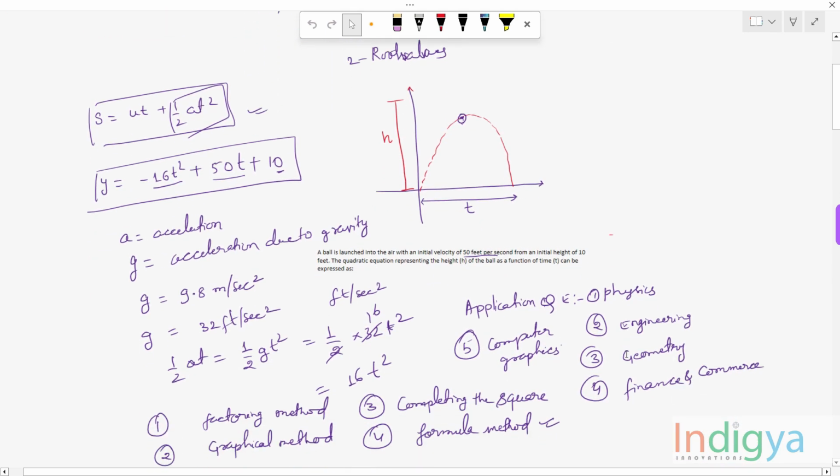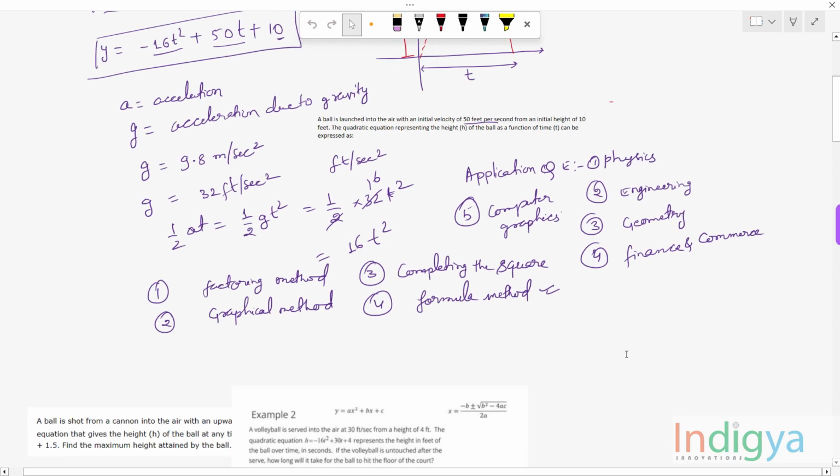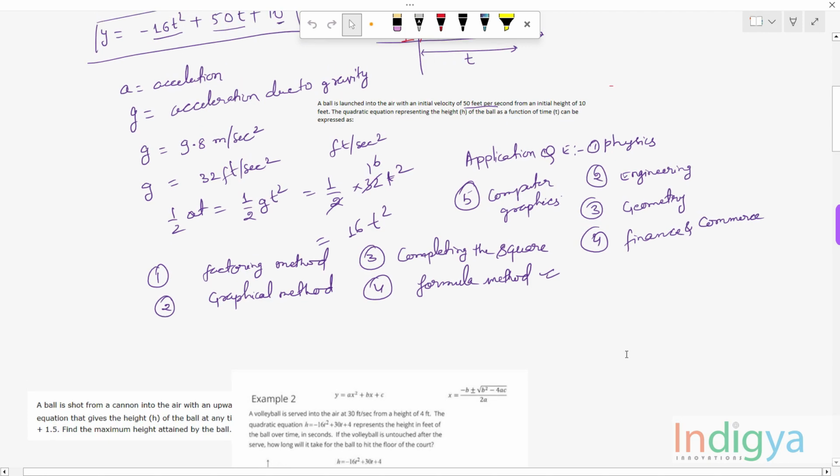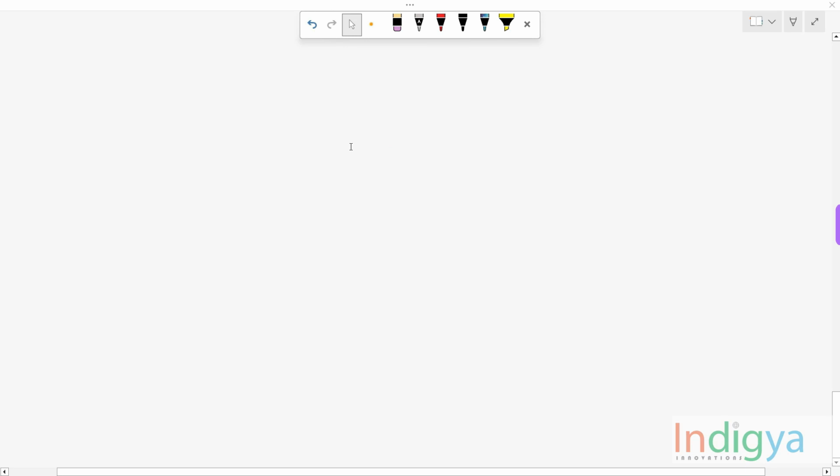Let's get started. In the previous video, we had a little discussion over the methods used to solve quadratic equations, namely the factoring method, graphical method, completing the square method, and last but not least, the formula method. We are now going to discuss each of the methods. Let's get started with the factoring method.